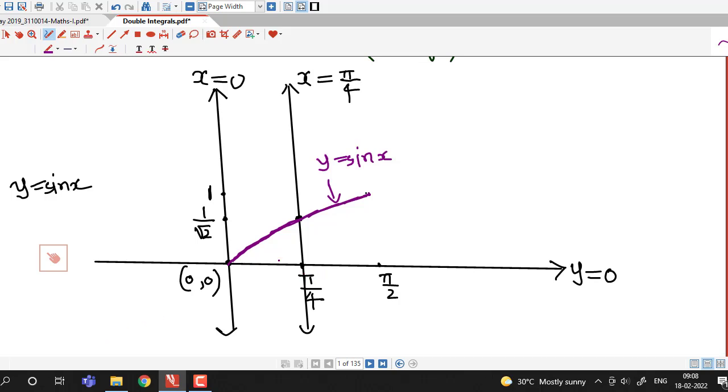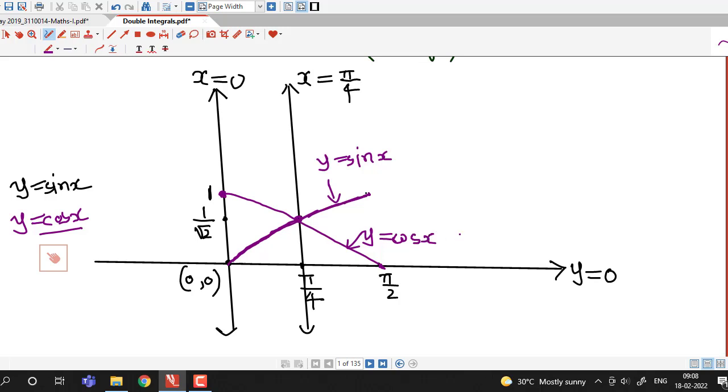This is the graph of y equal to sin x. Similarly, the graph of y equal to cos x. When x is 0, cos x is 1, so here it is starting from here for x equal to 0. When x is pi by 4, it will pass through this point, and when x is pi by 2, cos pi by 2 is 0. So the graph of cos x will look like this. It is in between 0 and pi by 4, and we can extend up to pi by 2 to understand how it is going. So suppose this is y equal to cos x.